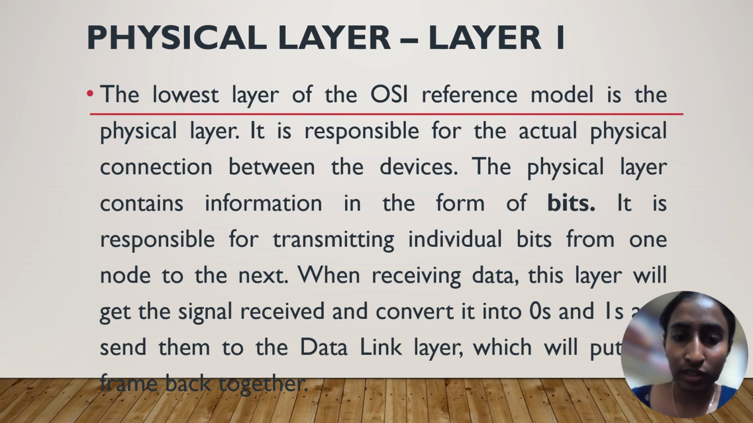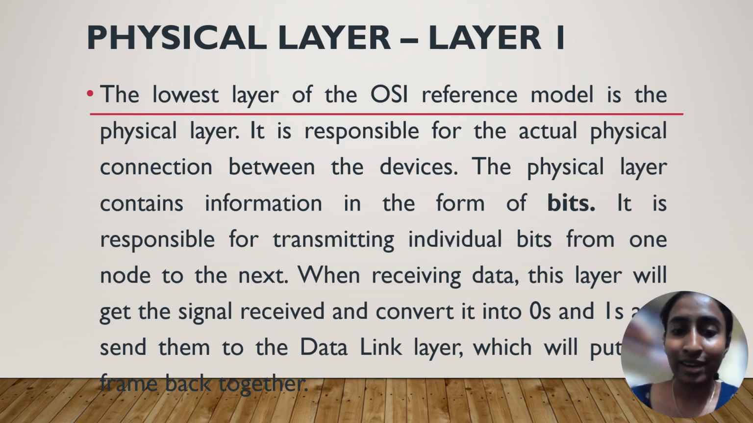The first layer is the physical layer. That is the lowest layer of the OSI reference model, and it is responsible for the actual physical connection between the devices. The physical layer contains information in the form of bits, so it is responsible for transmitting individual bits from one node to the next. When receiving data, this layer will get the signal received and convert it into zeros and ones and send them to the data link layer, which will put the frame back together.